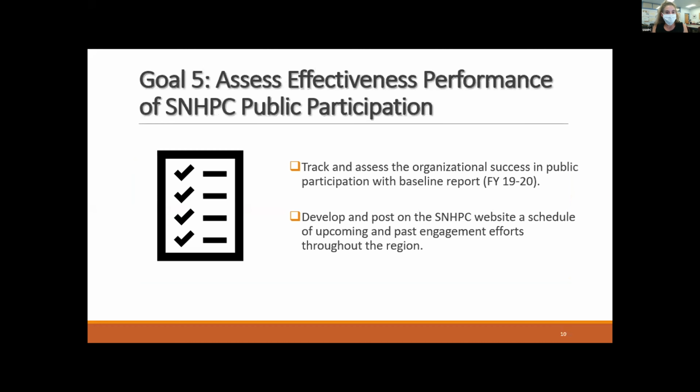Goal number 5 is to assess all of this. So how are we going to be able to hold ourselves accountable to accomplishing all these goals? To do that, we're going to track and assess our progress. And after this slide, I'll go into what some of those performance measures are.